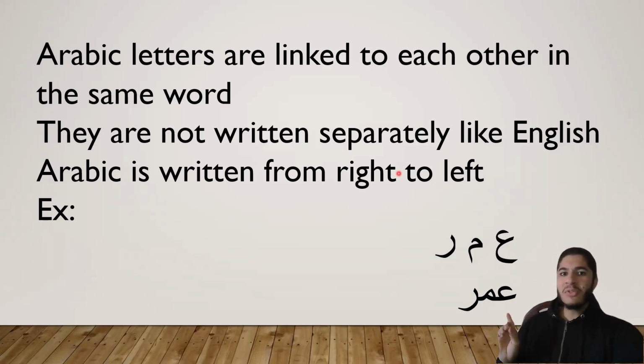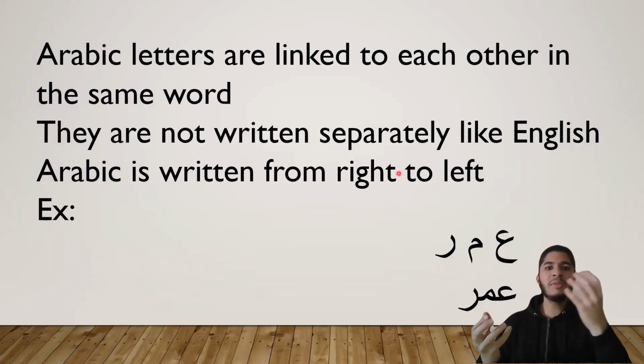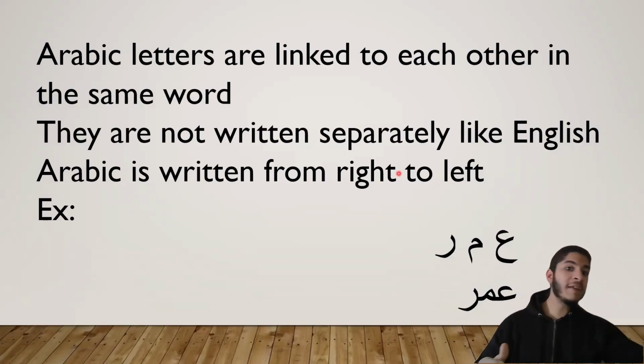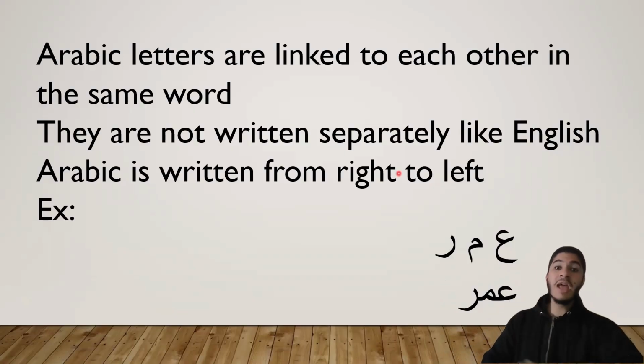How can we know the letter when it changes in the different positions in the same word? In the beginning of the word, it has a shape. In the middle of the word, it has a shape. At the end of the word, it has a shape. Okay? We're gonna understand how we can identify each letter, and we'll talk about each letter specifically. So this is my name, Omar.